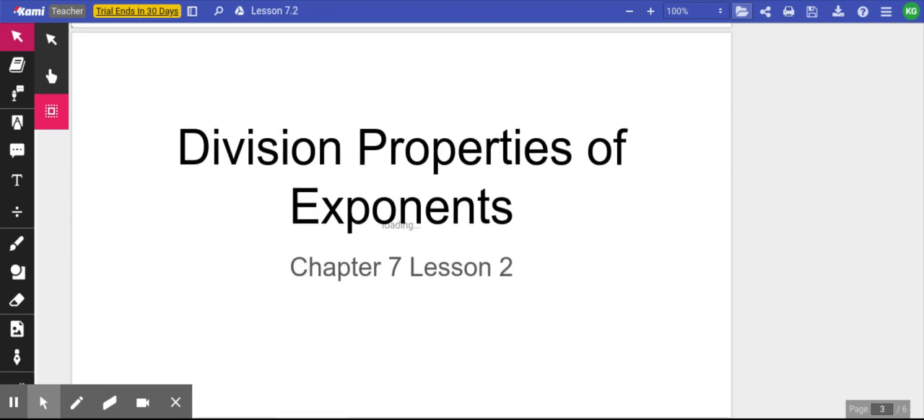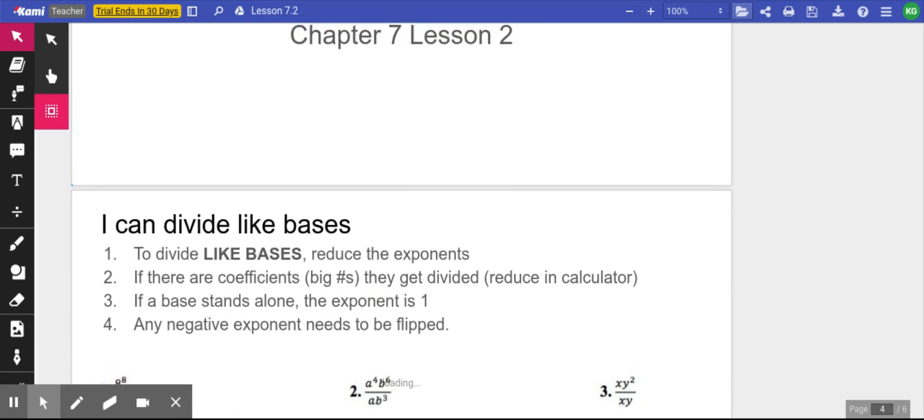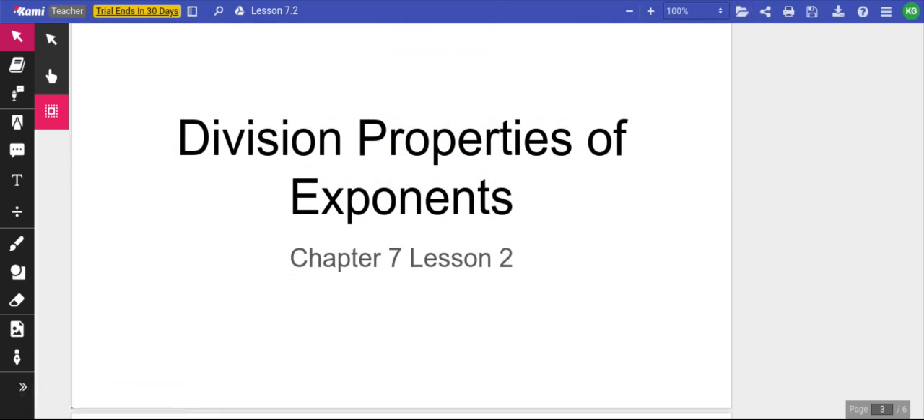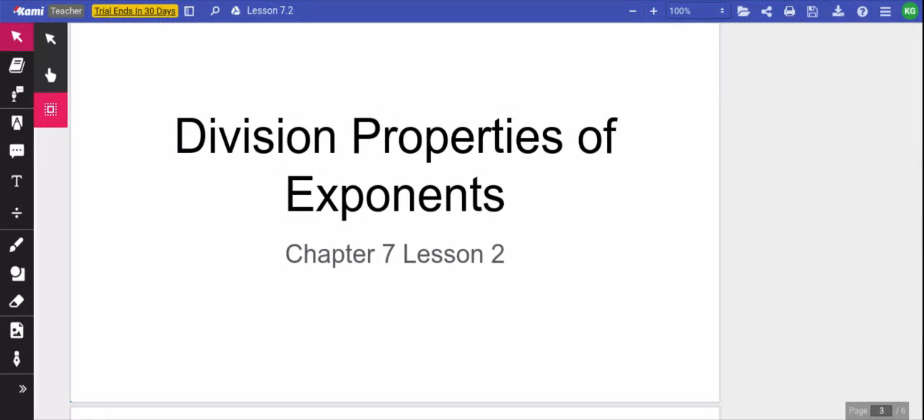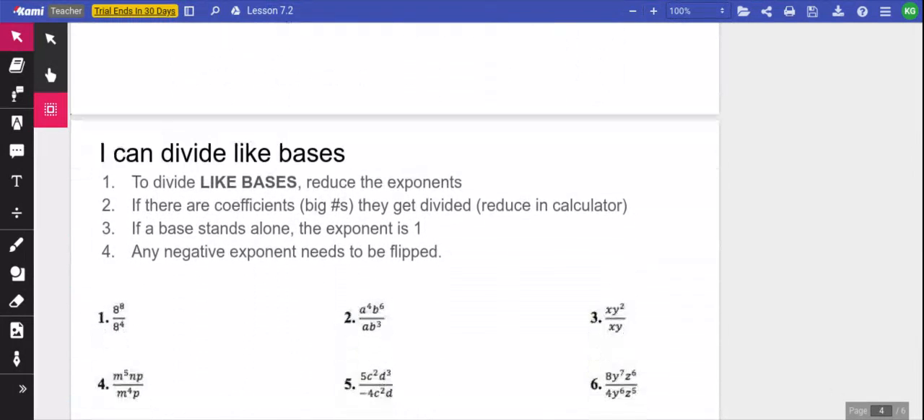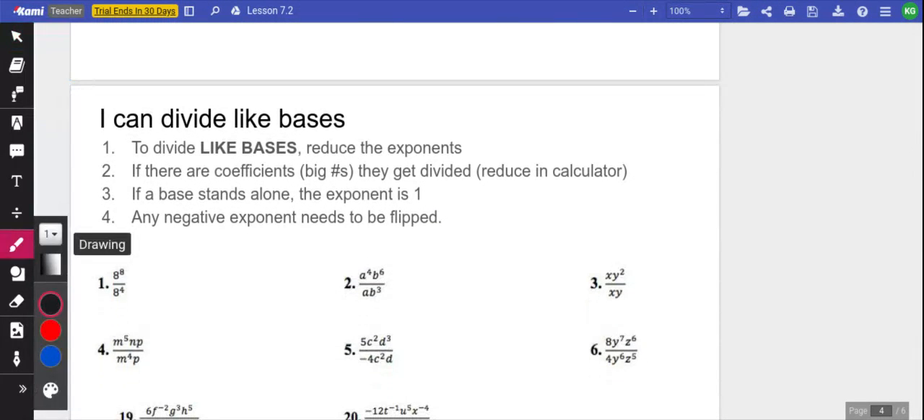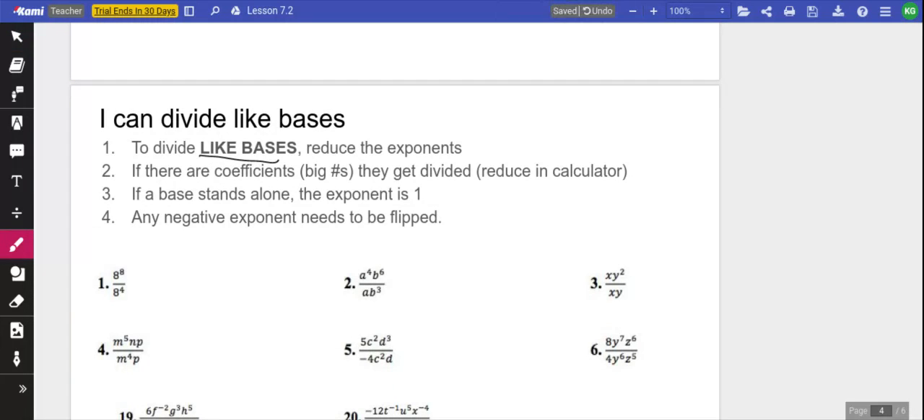Okay, Chapter 7, Lesson 2. Today we're going to be working on the division properties of exponents. We covered the multiplication properties last lesson and are doing division today. Again, we can only do these on like bases. And when we do division on like bases, what we're going to do is reduce the exponents.